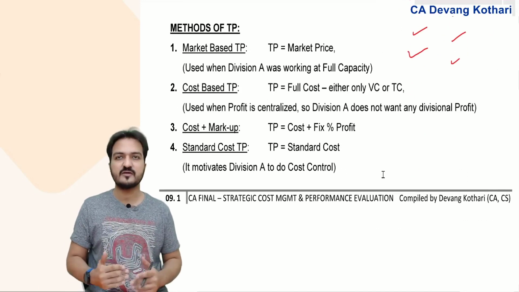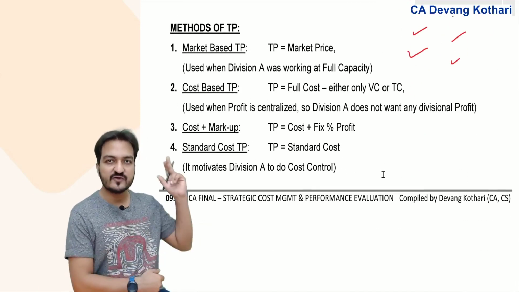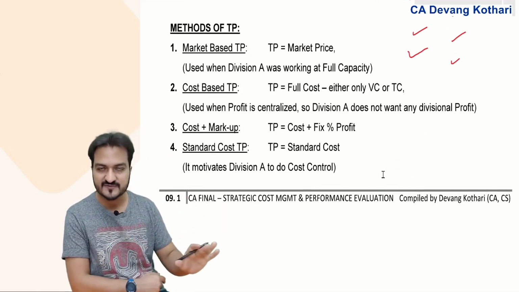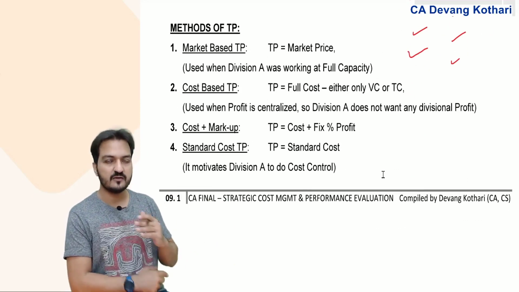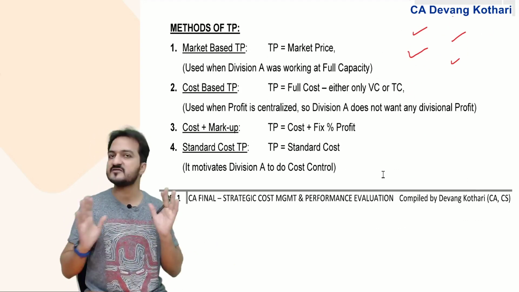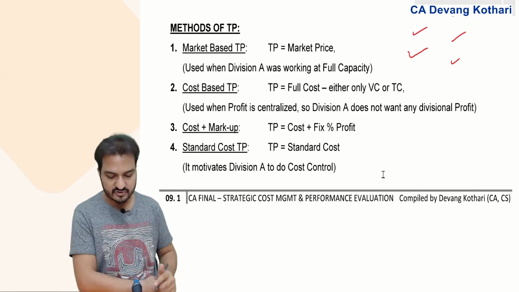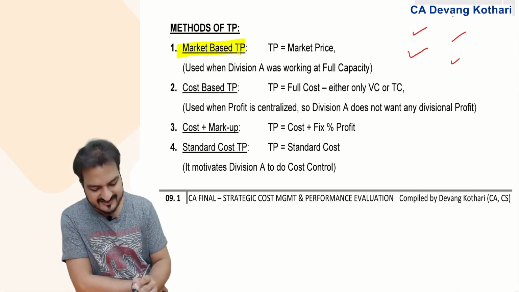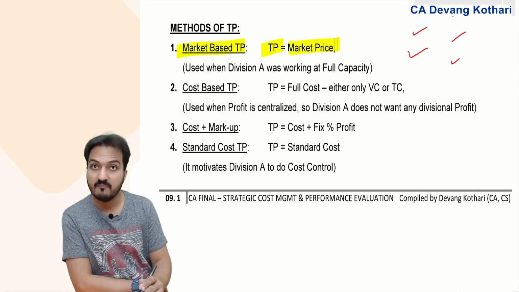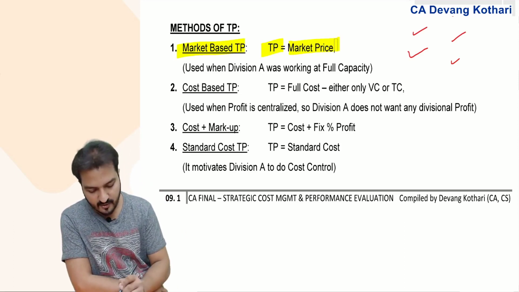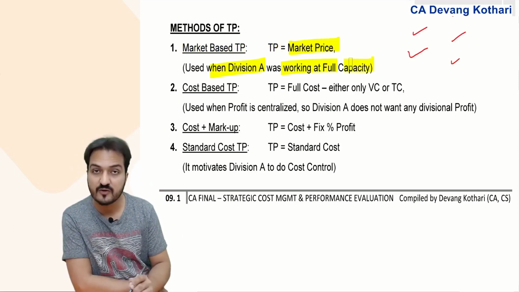Further, methods of transfer pricing. There are various methods of deciding the transfer price. The first 4 methods are full theory methods. In practicals they may not be of much use. In analysis, yes, they will be used, but in practicals not much. The market based method says that transfer price should be the market price. This is used when division A is working at full capacity.